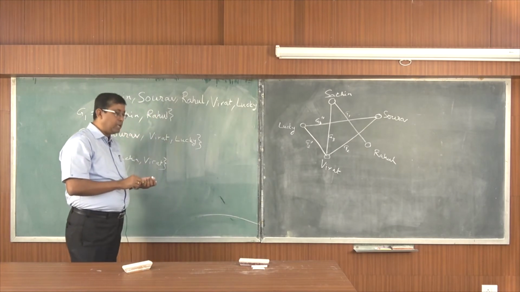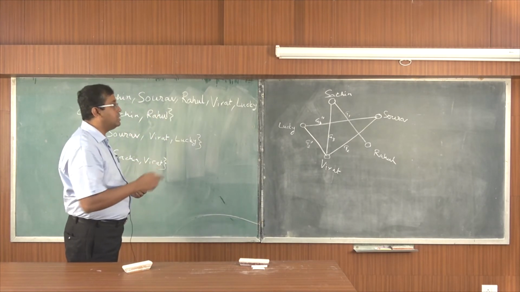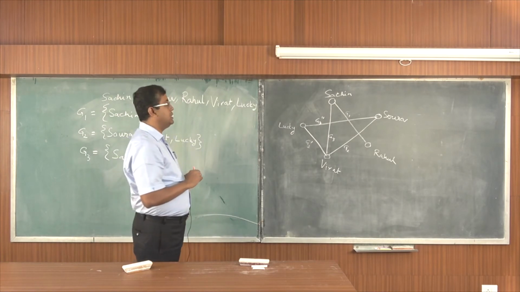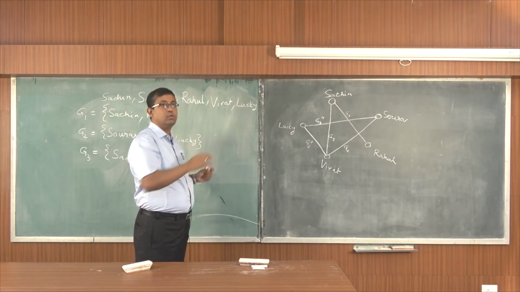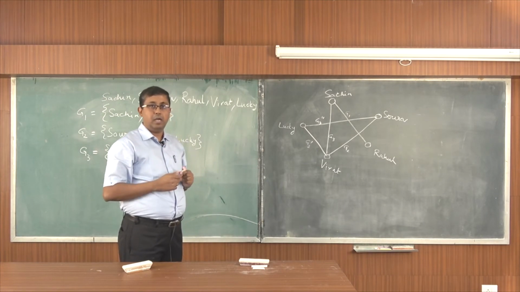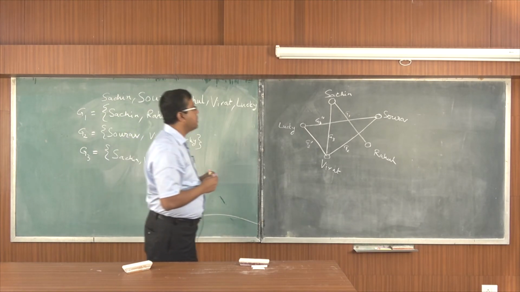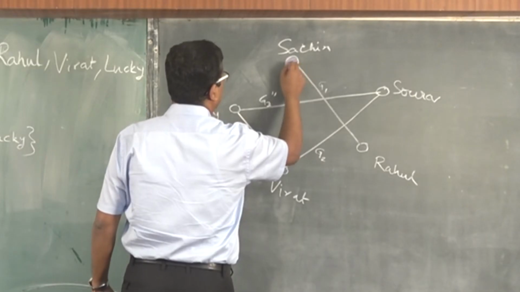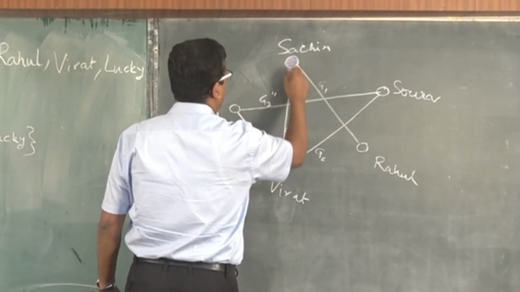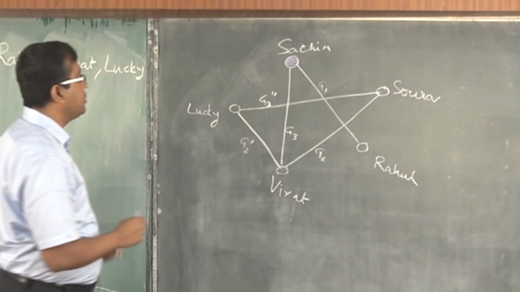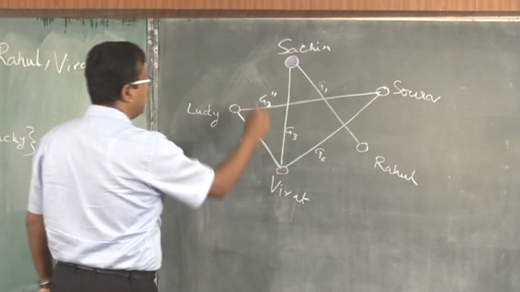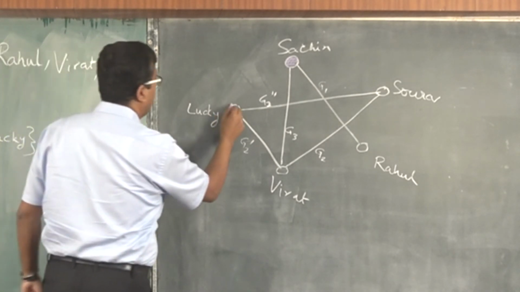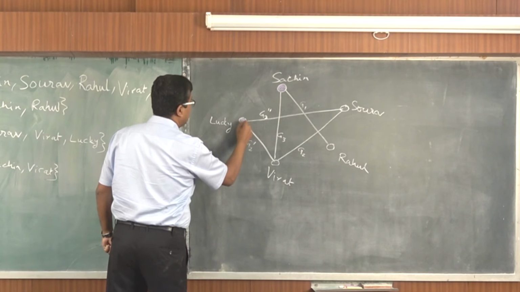Now I try to find out labels or colors for each of the vertices so that none of them who are adjacent to each other, or who talk with each other, have the same color. Okay, so I start with Sachin. I paint this vertex as violet. Now there is adjacency between Sachin and Rahul, Sachin and Virat, but no adjacency between Sachin and Lucky, right? So I can also paint this as violet.